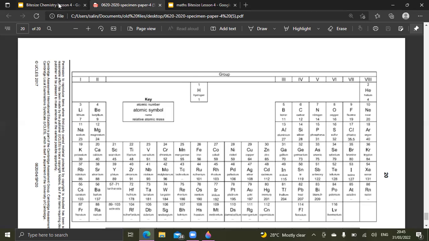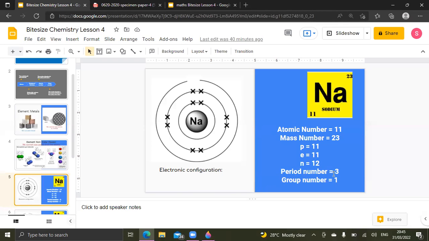So this is what I wrote down. Period number 3, group number 1. Now the atomic number, we already saw in the periodic table, is 11, and the mass number is 23. How do we know the proton? Proton is the atomic number, so 11. This is the beauty about electron: electron number will follow how many protons are in your nucleus. So proton 11, automatically electron also 11 for an atom. You see how simple this is.